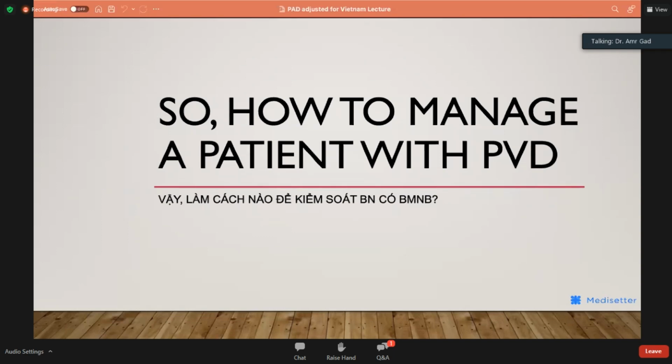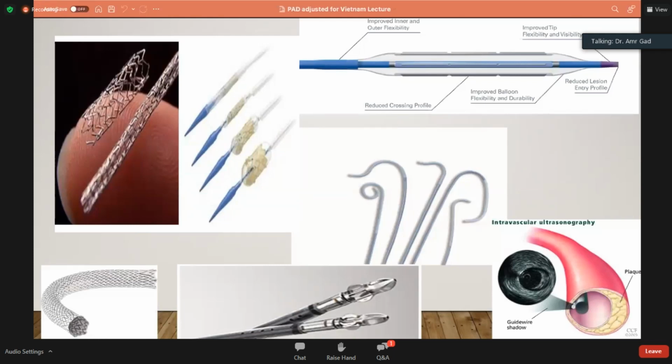So now, how to manage a patient with peripheral vascular disease? First, we talk about endovascular intervention. Endovascular intervention is minimally invasive. It is just a puncture in the artery. Usually we puncture the artery with the help of ultrasound, an ultrasound-guided puncture with a special needle. Then we have lots of instruments and supplies, and every day new things come that help to be more aggressive in treatment, help to minimize complications, and increase the indications for endovascular treatment.